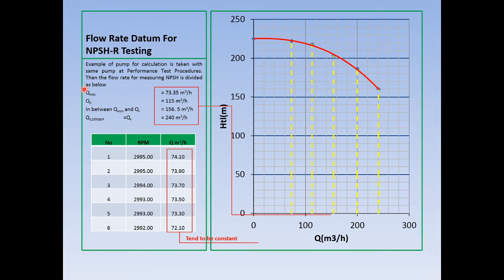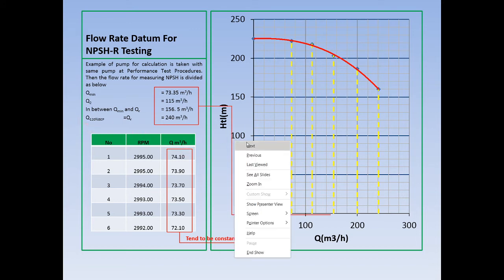I have already chosen the flow minimum, then flow in between, and flow at 120%. You can refer to my previous slide about the pump performance test according to the ISO. So let's take one example.